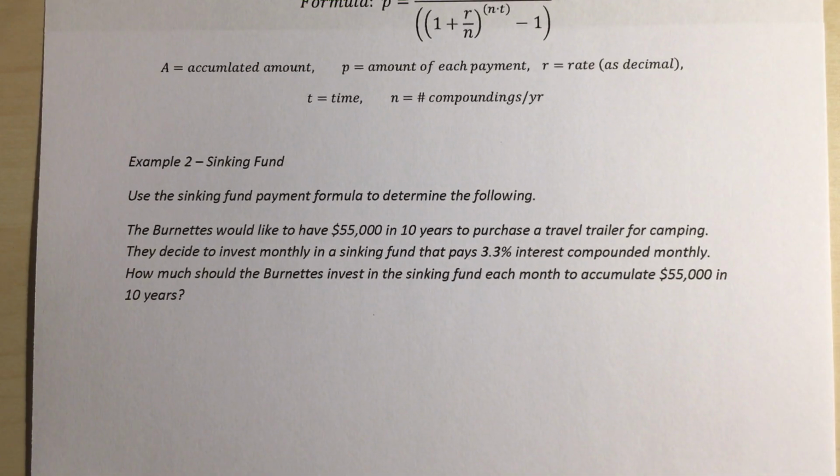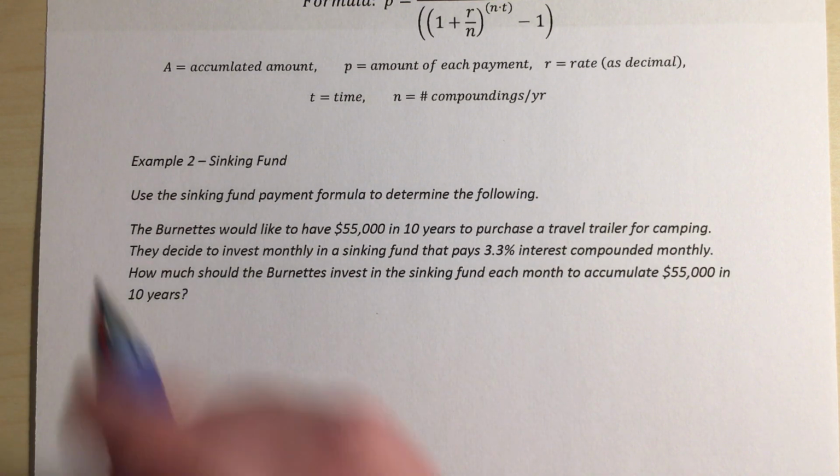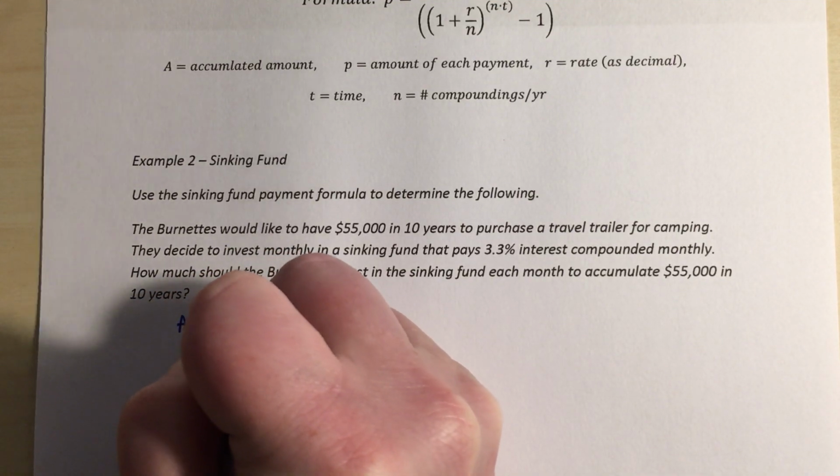All right, so in this example, use our sinking fund payment to determine the following. The Burnetts would like to have $55,000 in 10 years to purchase a travel trailer for camping. They decide to invest monthly in a sinking fund that pays 3.3% interest compounded monthly. How much should the Burnetts invest in the sinking fund each month to accumulate $55,000 in 10 years? All right, so A is our amount, right? That is the goal. So that is the $55,000.